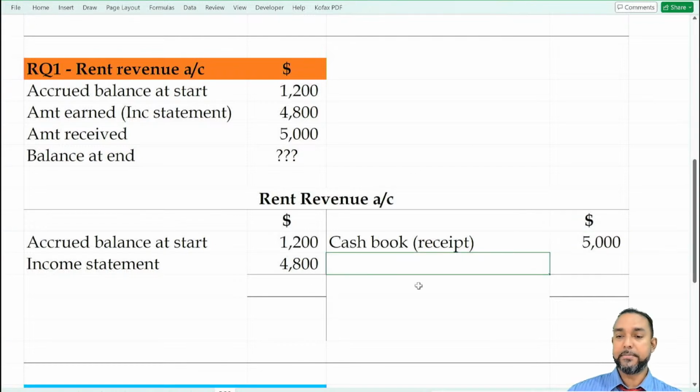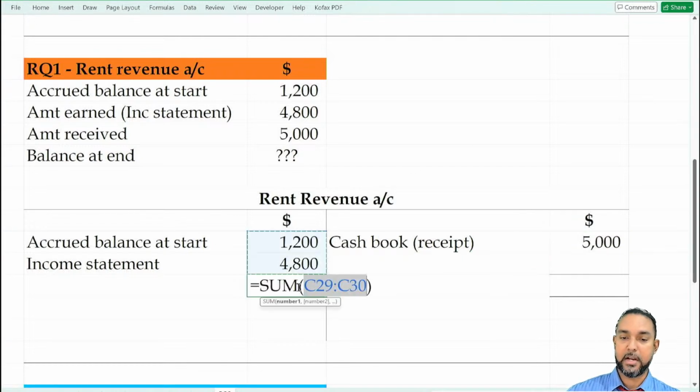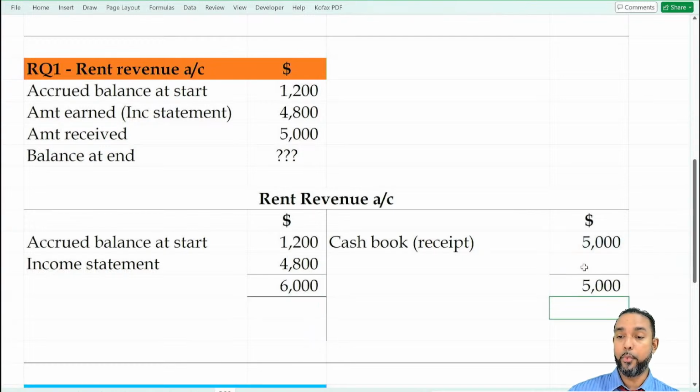Right, okay, so we could balance it off now. As we could see here, if we add up this side, we get 6,000. This side, if we add it up, we only get 5,000. So clearly, how much do we need here to make it balance? We need 1,000, which is the difference between the total on that side and this side. And that is your balance carried out.